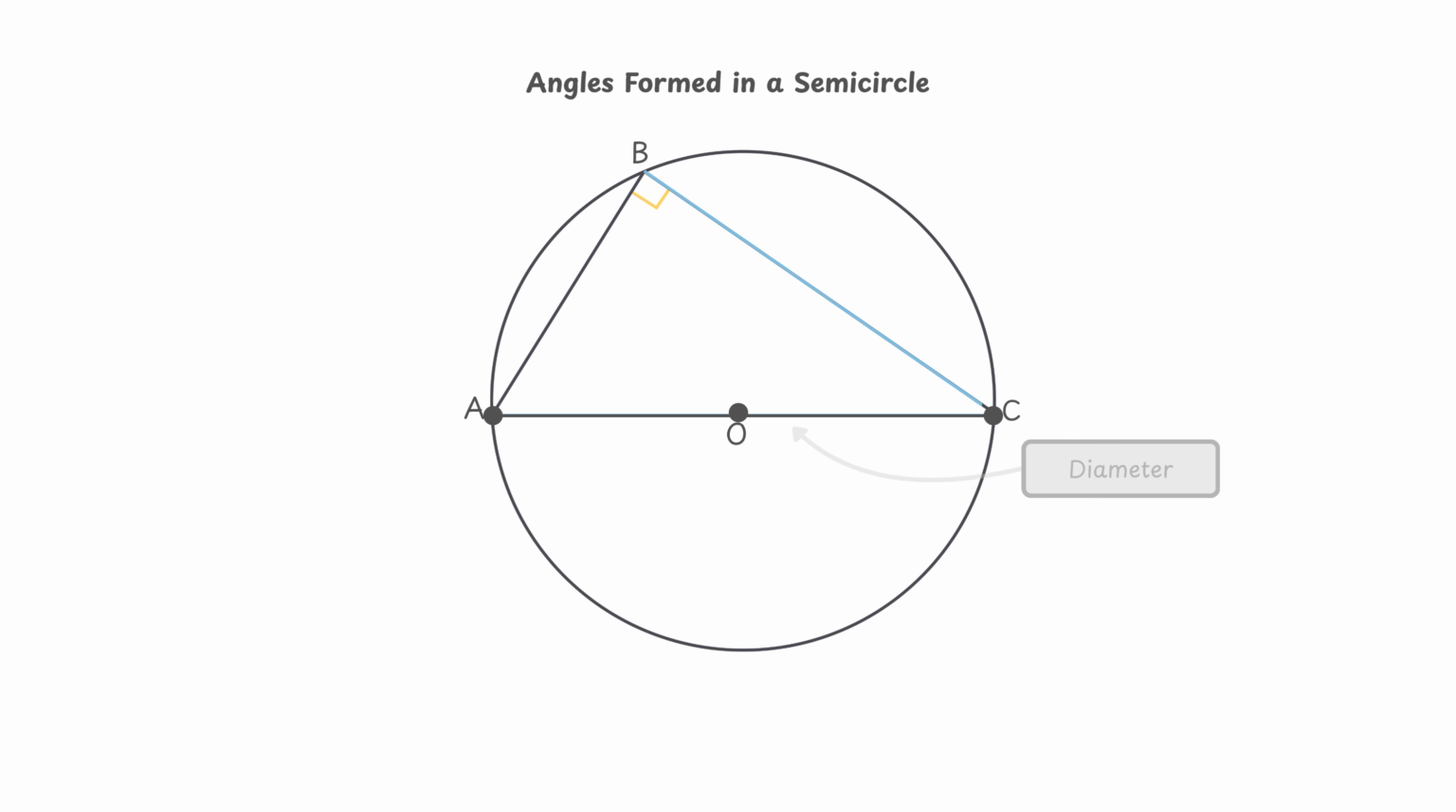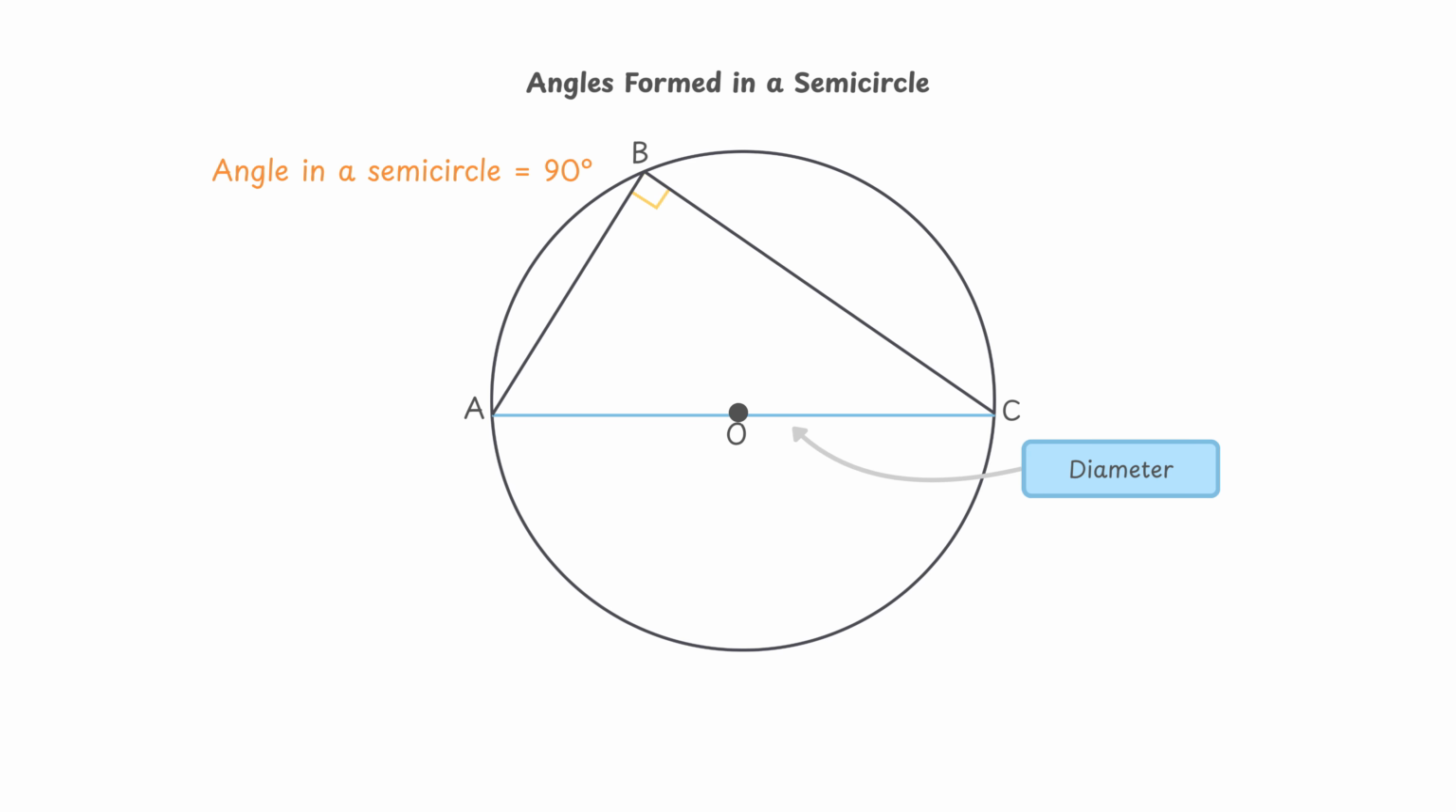Here's the key idea you must remember. Whenever a triangle is formed using the diameter of a circle, and the third point lies on the circumference, the angle opposite the diameter is always 90 degrees. So this angle at point B is a right angle, exactly 90 degrees. No exceptions. This is not a coincidence. It is a fixed rule in circle geometry.